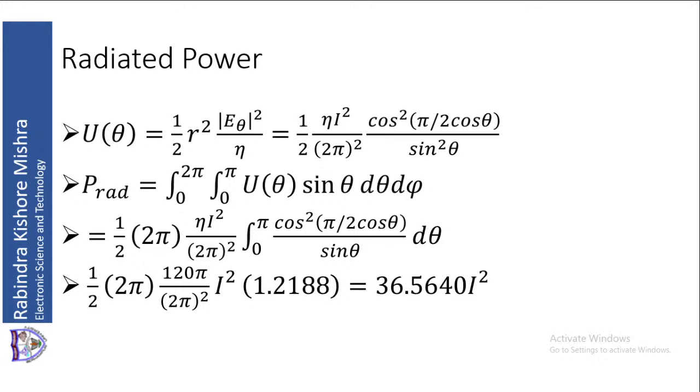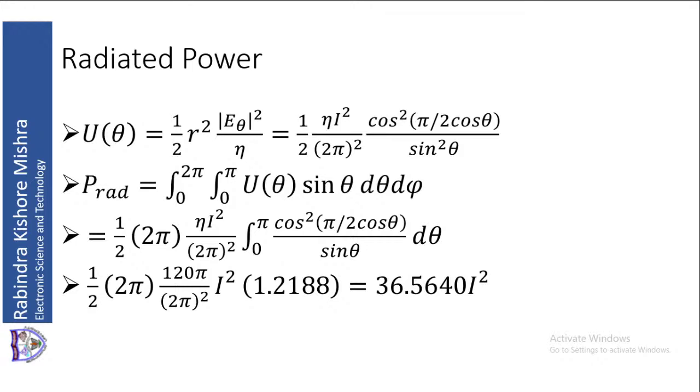Then the integration part. The integration is not possible to do manually. You require a numerical technique to integrate this. Using a numerical technique, that integration value will give you 1.2. To be more accurate, it is 1.2188, or 1.22, but you can take it as 1.2. Remember, this integration gives you 1.2 or 1.22. So now put all the values, 1 by 2, 2 pi, 125 by 2 pi square, into I square into 1.2. That will give you 36.5640 I square. So that will be the radiated power.